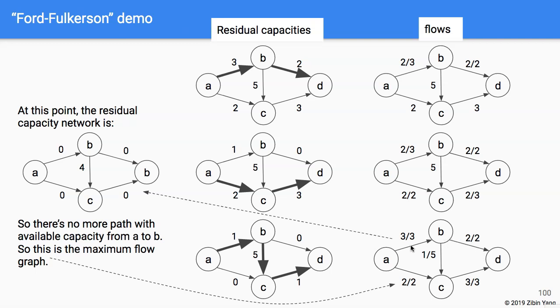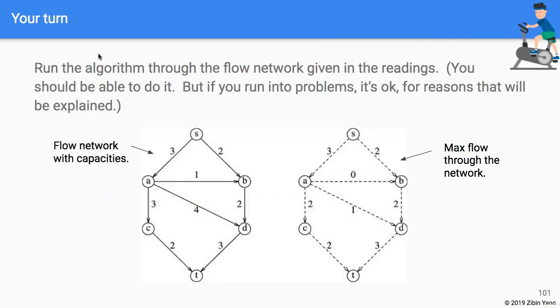So there's a total flow of 5 coming out from the source, and a total flow of 5 going into the sink. Okay, so hopefully you have an idea of how the algorithm works now. So it's your turn to try to run the algorithm through this flow network.